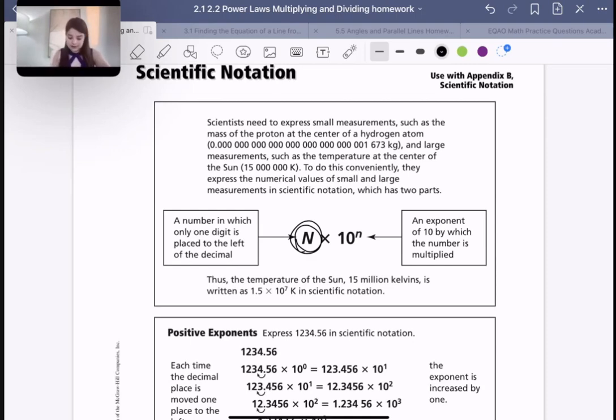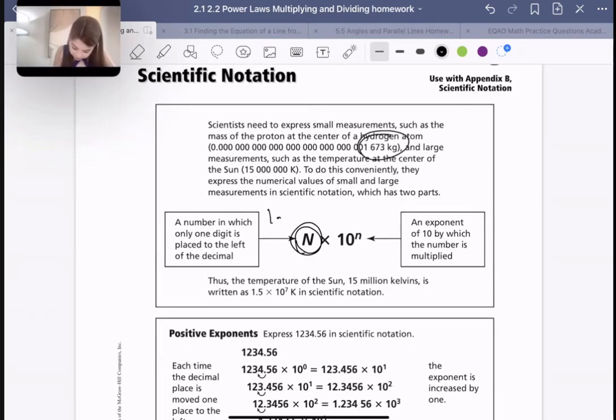For example, for this one here, it would be 1.673 for n, right? Because we want a number in which only one digit is placed to the left of that decimal, and it can't be a zero. And then we have an exponent of 10 by which the number is multiplied, right? So thus, the temperature of the sun, 15 million kelvins, is written as 1.5 times 10 to the power of 7.